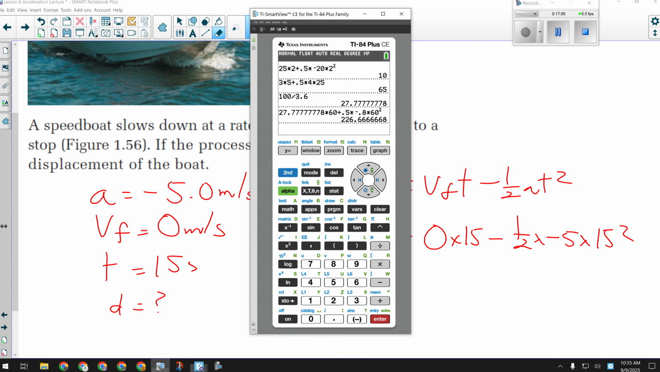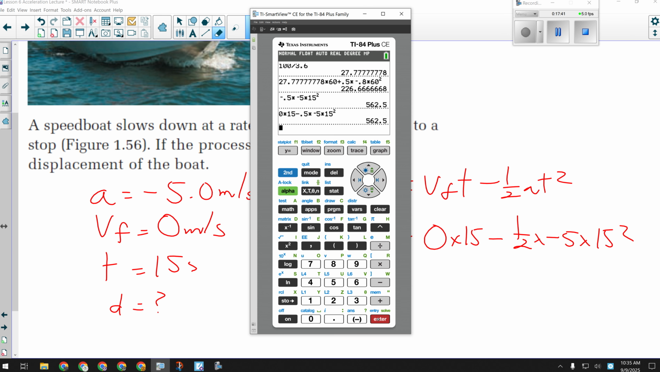Or I could also do this. I could go negative 0.5 times negative 5 times 15 squared, and I would get the same number as if I go 0 times 15 minus 0.5 times negative 5 times 15 squared. I just have to remember that negative is there. If I don't, then I'm going to get the wrong vector on my answer. Everybody all right with that?